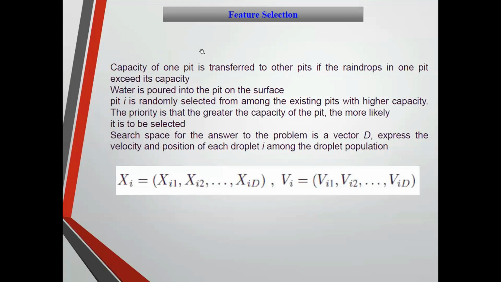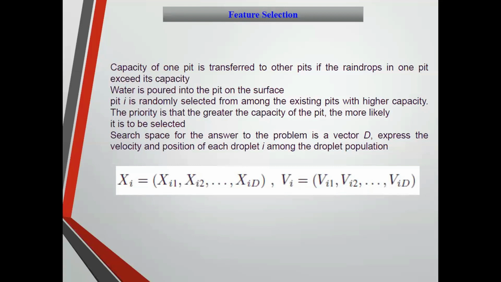On the other hand, the capacity of one pit is transferred to other pits if the raindrops in one pit exceed its capacity. So therefore, your water is poured into the pit on the surface. So pit I is randomly selected among the existing pits with higher capacity. Clear? The priority is the greater of the capacity of the pit. So more likely it is to be selected.